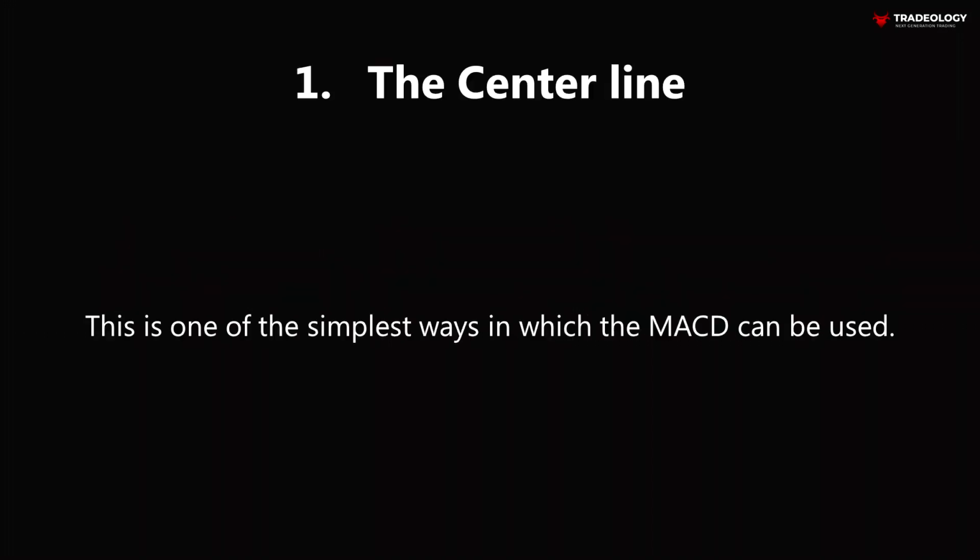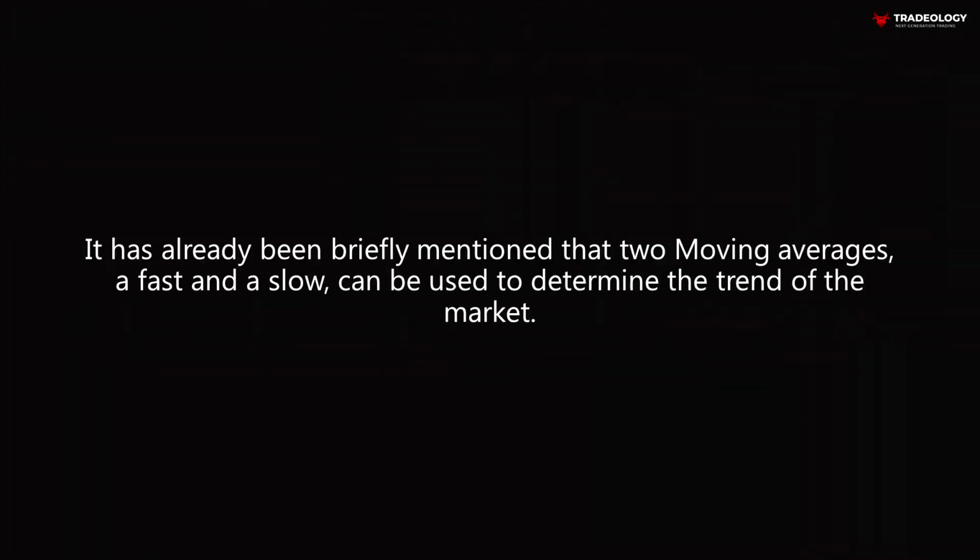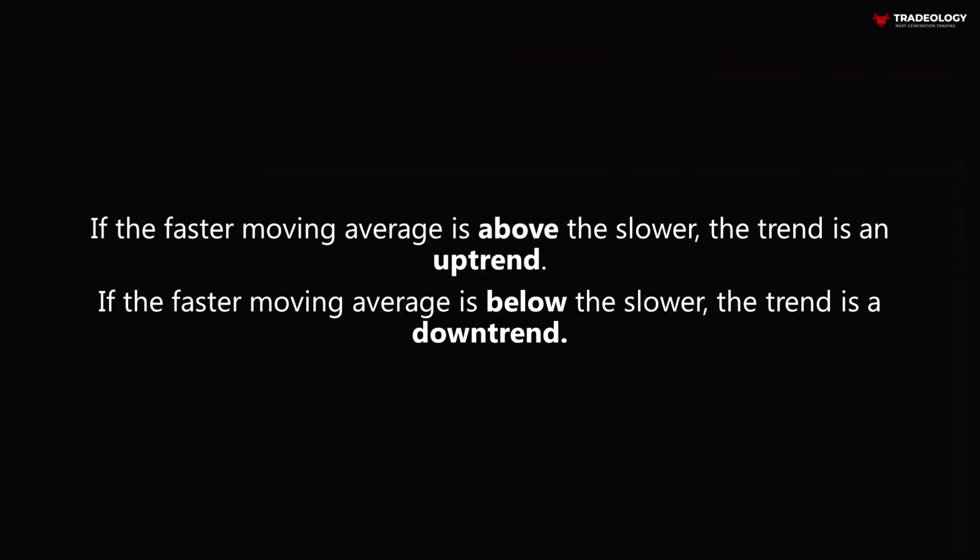Let's have a look at the center line. This is one of the simpler ways in which the MACD can be used. It has already been briefly mentioned that two moving averages, fast and slow, can be used to determine the trend of the market. If the fast moving average is above the slower, the trend is an uptrend. If the faster moving average is below the slower, the trend is a downtrend.